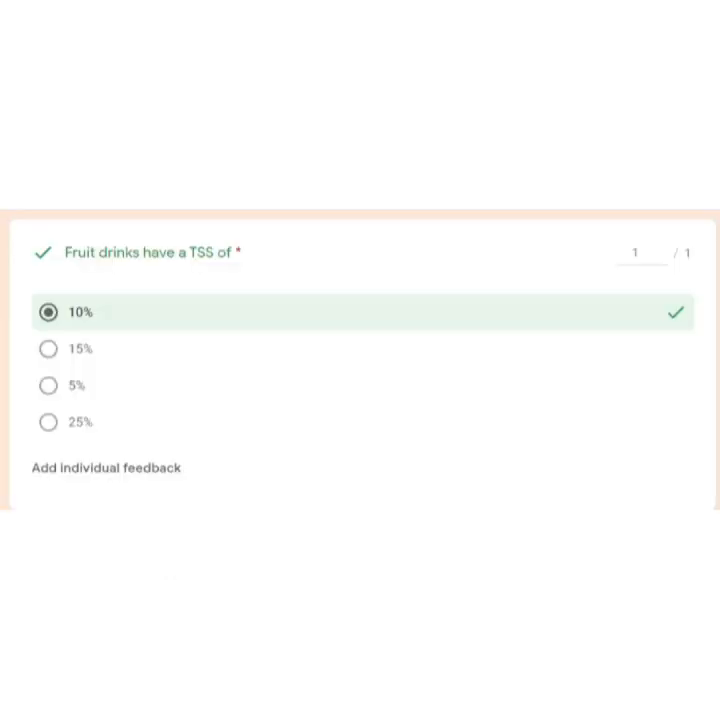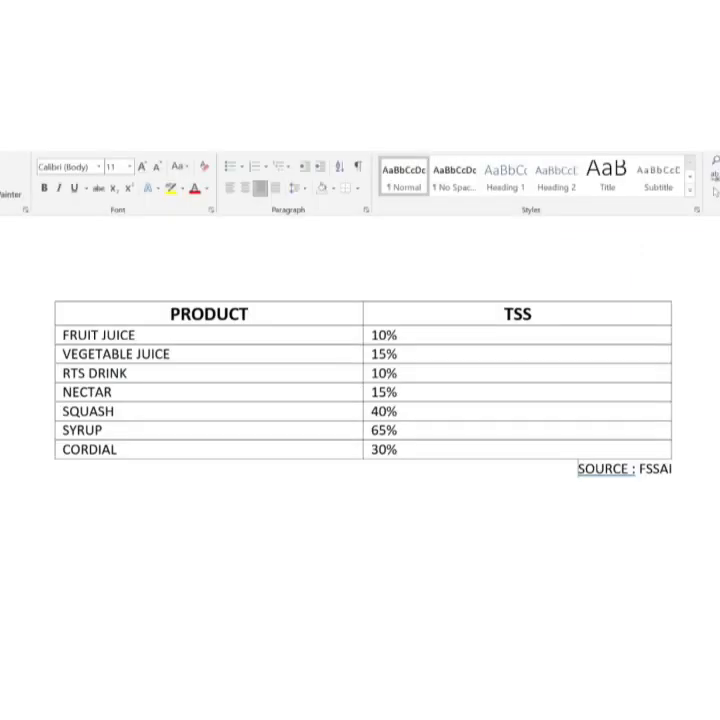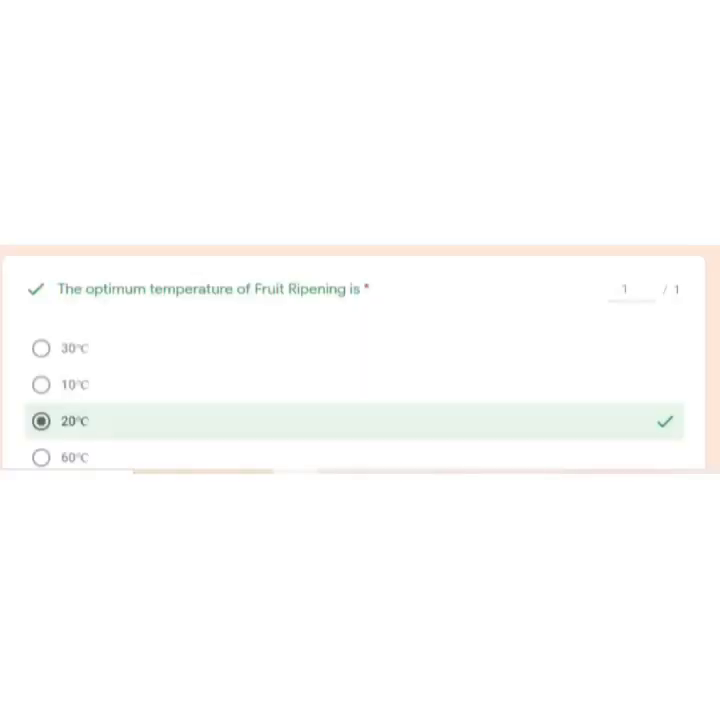So, question number 1 asked for the TSS of fruit drinks. Now, something that you have to always keep in mind is that all the exams that relate to food technology always and always ask for these standard values. So, go to the FSSAI website, search for these values and note it down in a table, and you have to remember it by heart. I have listed some of these here, and as you can see from the table, the TSS of fruit drink is 10%.